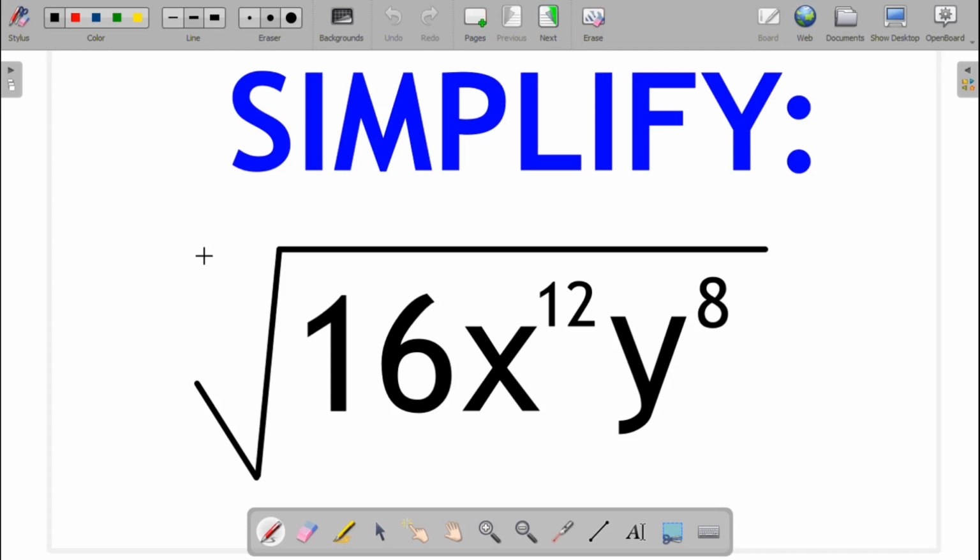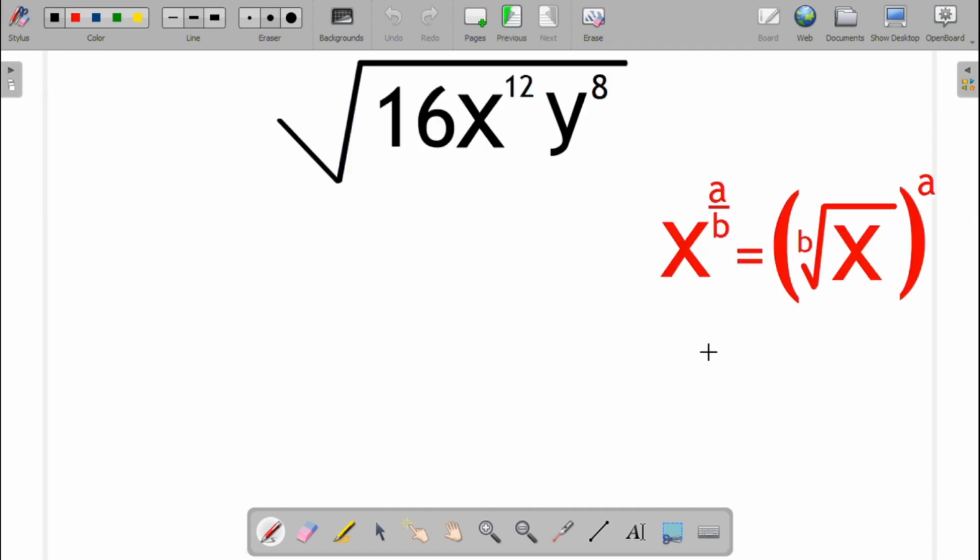Welcome everyone. In this video, let's simplify this question. Here we have the square root of 16 x raised to power 12 y raised to power 8. Okay, now let's solve this question right here.